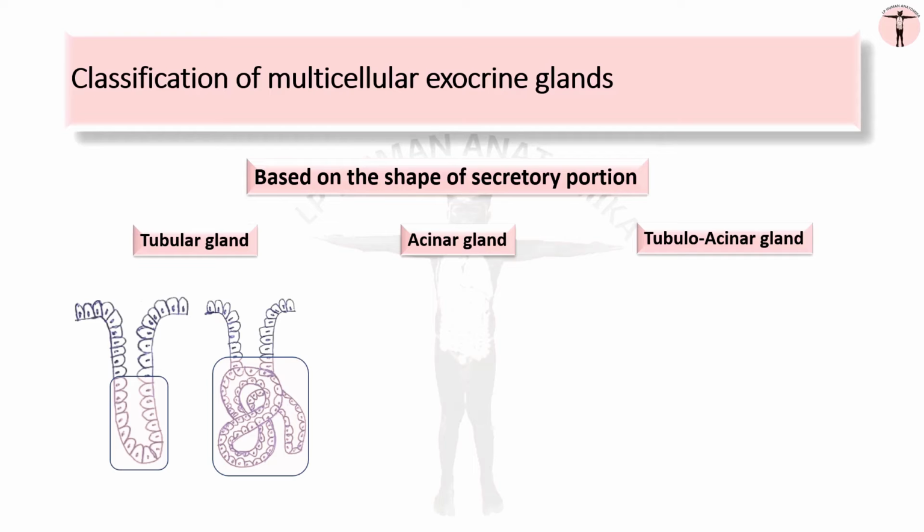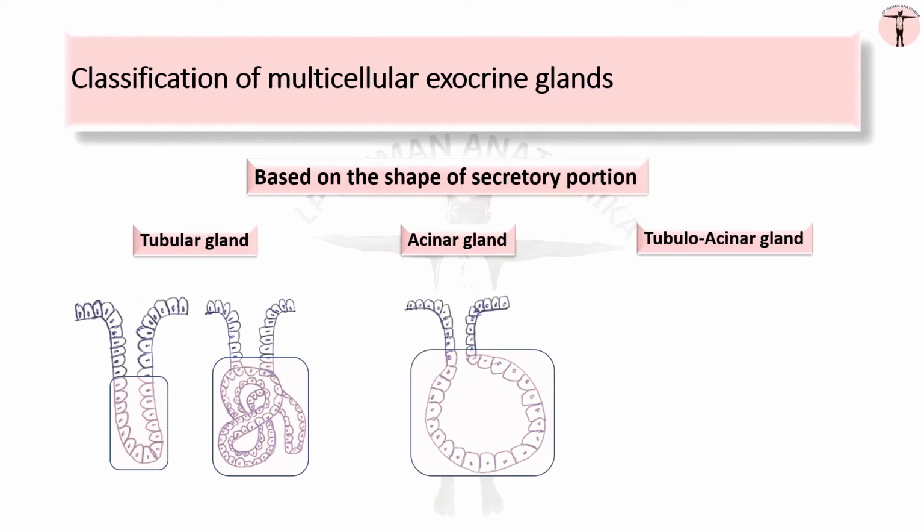In acinar or alveolar glands, the secretory units are in the form of blind dilated ends with round or oval or flask shape. They are present in the salivary glands. In tubulo-alveolar glands, there is a combination of both types having tubular and alveolar secretory portions. These glands are present in parotid and submandibular glands.